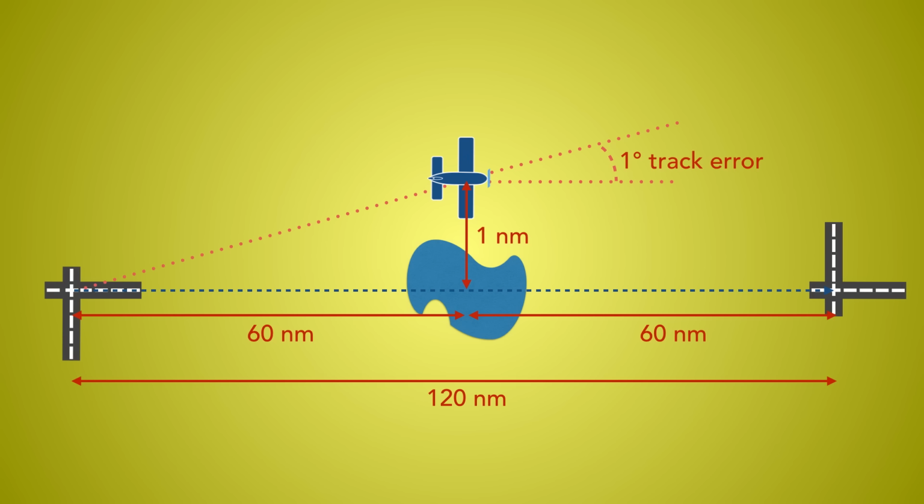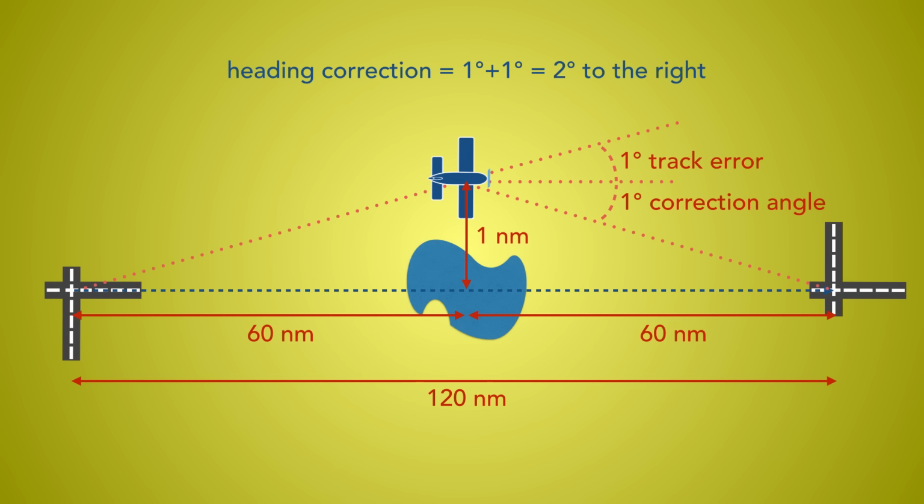Use the 1 in 60 rule again to obtain the correction angle. You are 1 mile off track with 60 miles to go, so your correction angle is a further 1 degree to the right. When you combine the track error with the correction angle, this gives you a 2 degree heading correction to your right for a direct track to your destination.